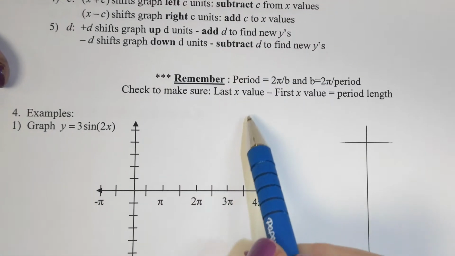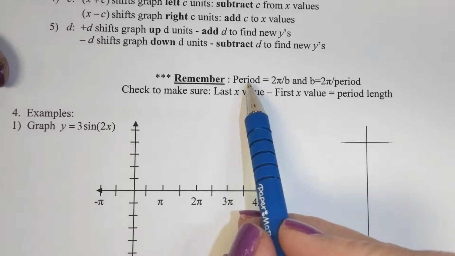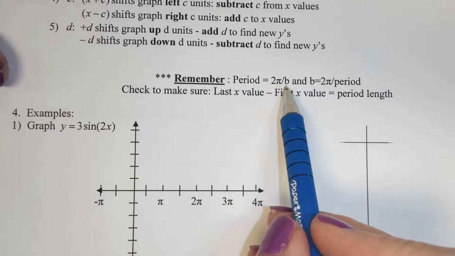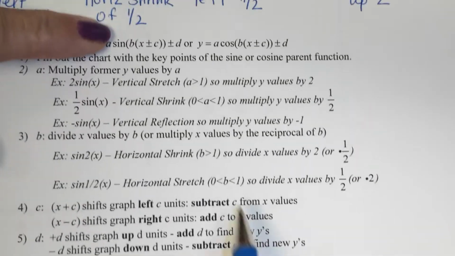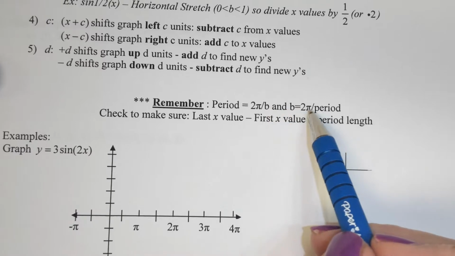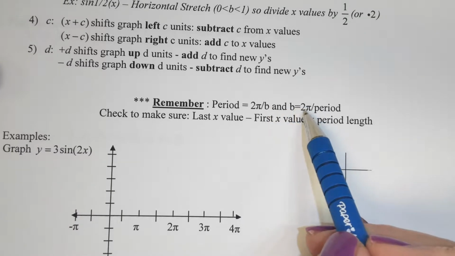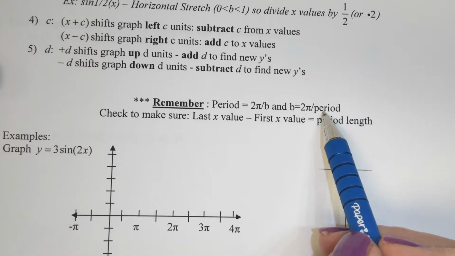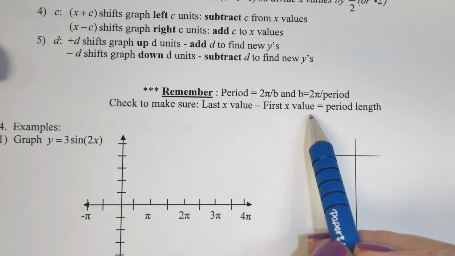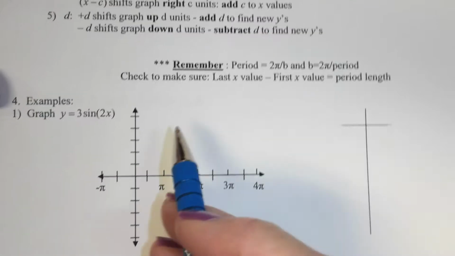The only thing you may not have heard before is that if you want to find the period, you can always do 2 pi divided by b, and b is always just going to be that coefficient of x. If you want to find the b value, you can do 2 pi divided by the period, and that will also find b. This is just something else you can use, but I don't typically use that.